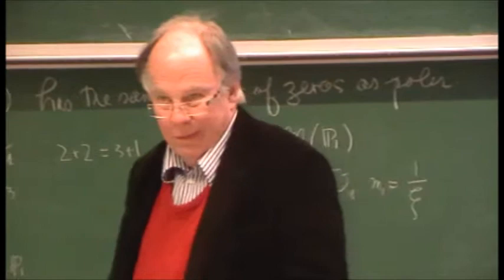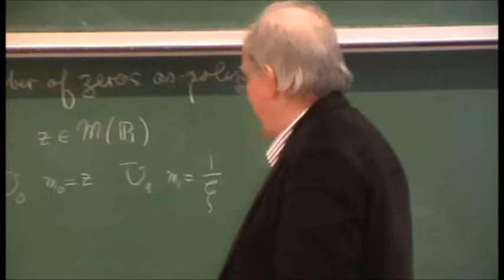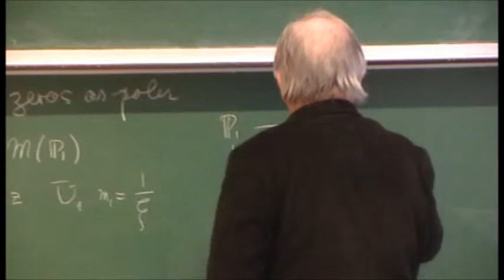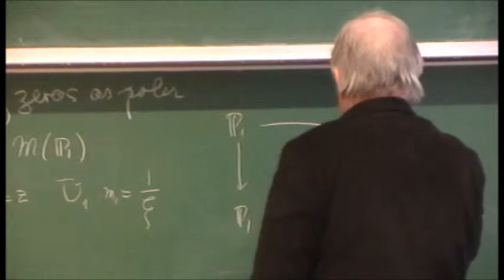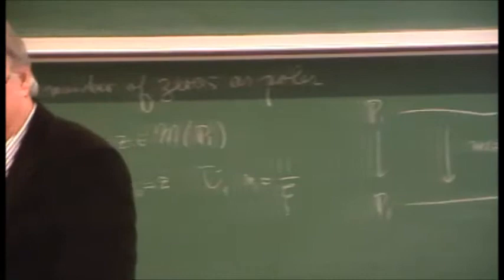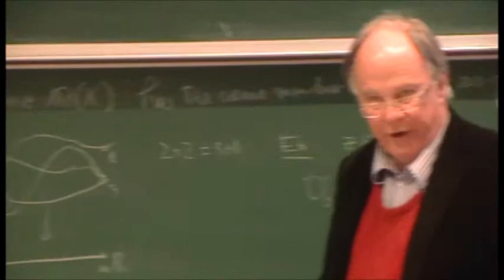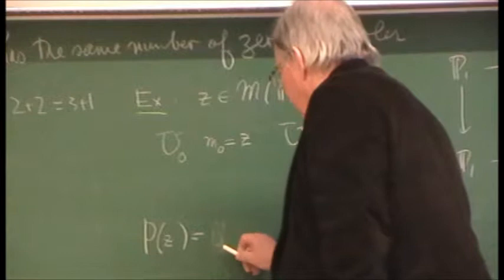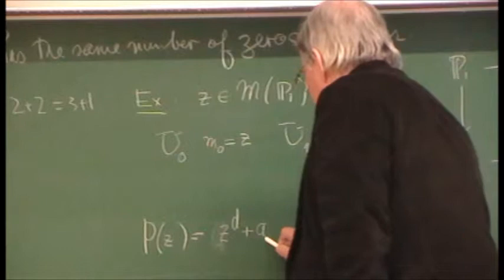Okay. If you like, I will draw you, this is a biholomorphic map. So here's P1, and here's P1, and this is the function z. It's one-to-one, biholomorphic, just maps. What's the problem? Is there a problem? No, no. Okay. So any polynomial, let's look at a polynomial. So you're just not used to this stuff yet. You take any polynomial in z, let's make it monic, a polynomial of degree d.